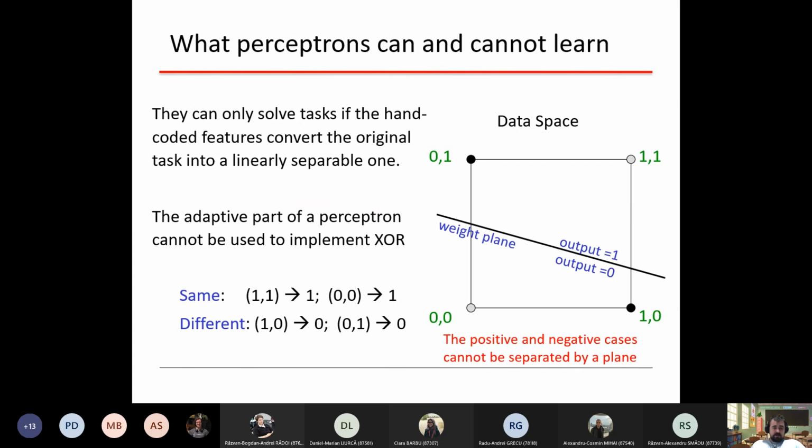Again, I told you that perceptrons cannot do everything. There are some claims that they can do a lot of things. But there are some simple tasks that cannot be solved by perceptrons. One such task is the implementation of XOR, where we have value 1 if both elements are the same, and 0 if they are different, and there is no classifier that could be used to classify this data.